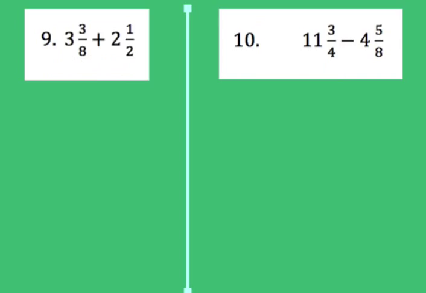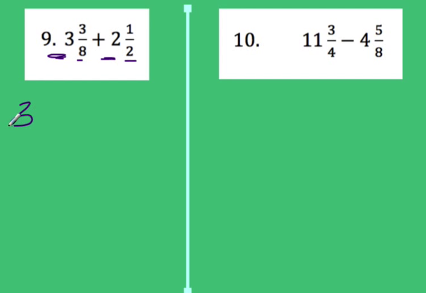Okay, so let's go ahead and take a look at number 9. So when we have these big numbers mixed in, or whole numbers like this 3 and this 2, we can just ignore them until we get the fractions simplified. We don't need to really do much with them. So taking a look at the denominators here, we have 8 and 2. So what's the smallest number that 8 and 2 multiply to? Well, actually, it's going to be 8.